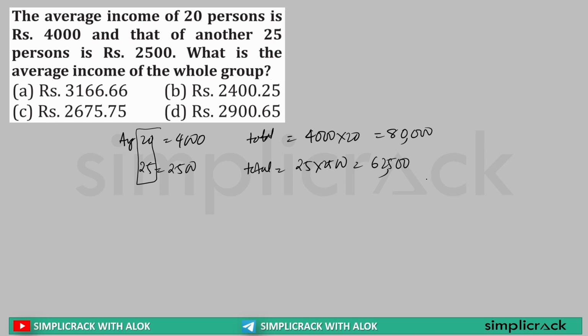Now understand. In order to find the average, I need to find the total of this. So this is 500, 2, 8, 6 are 14. So the total income is what? 1,42,500. How many persons are there? 45 individuals are there. So if I solve this, I will find the answer.